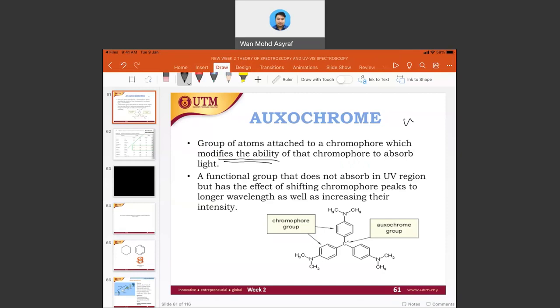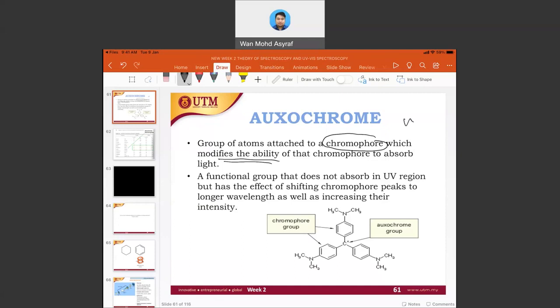So auxochrome is basically a group of atoms that is attached to a chromophore. You need to understand that a chromophore is a compound that can absorb UV radiation, and an auxochrome is a group of atoms that is attached to a chromophore. Therefore, this attachment of auxochrome to a chromophore will modify the ability of the chromophore to absorb light.